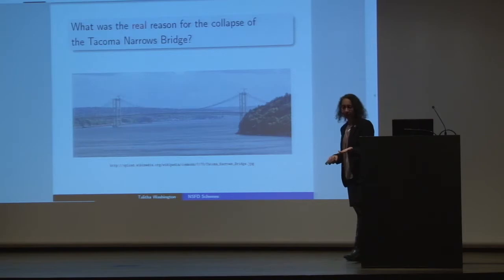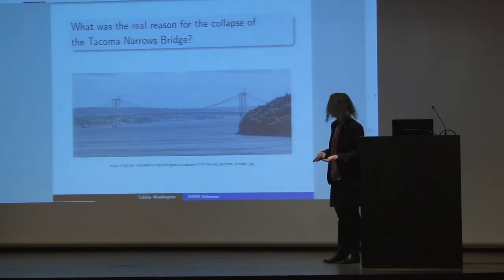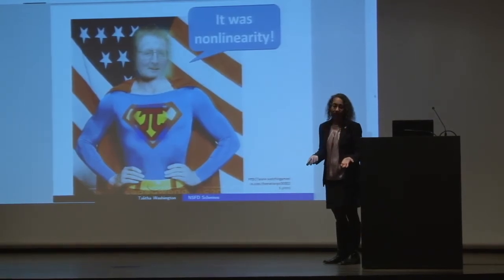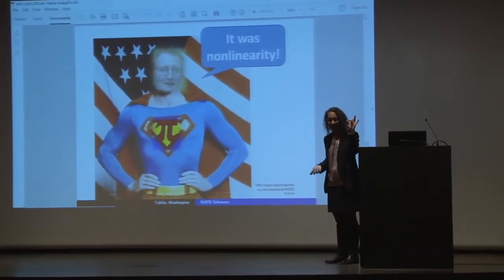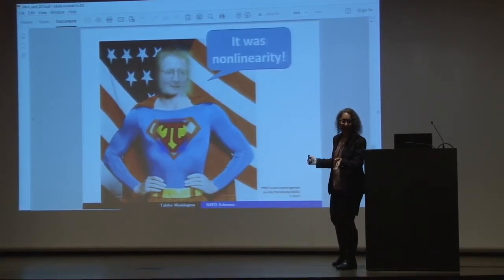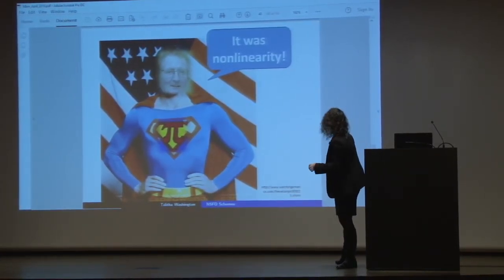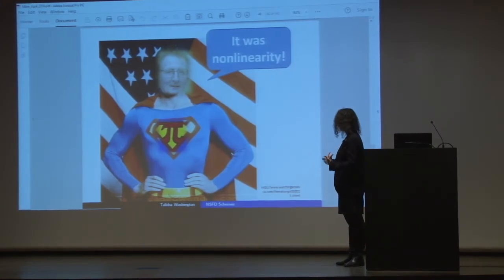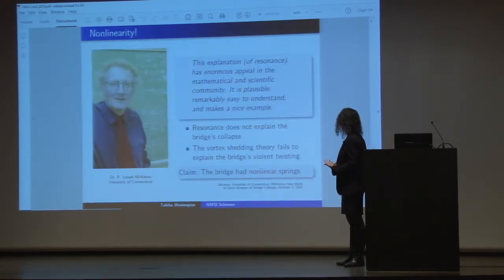So what was the real reason for the collapse of the Tacoma Narrows Bridge? Right, why did it collapse? That's the modern day picture now. Well, of course, a mathematician would save the day. So remember McKenna that I talked about at University of Connecticut? So that's McKenna. So hopefully he'll be okay with me superimposing him on Superman, right? So it was nonlinearity. Mathematicians, we save and figure things out.